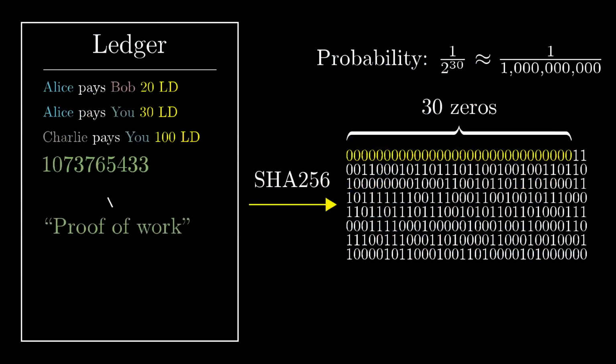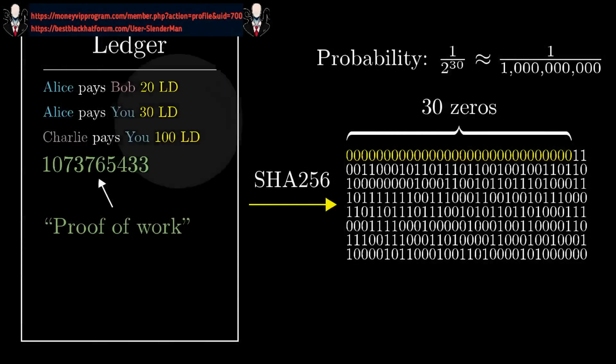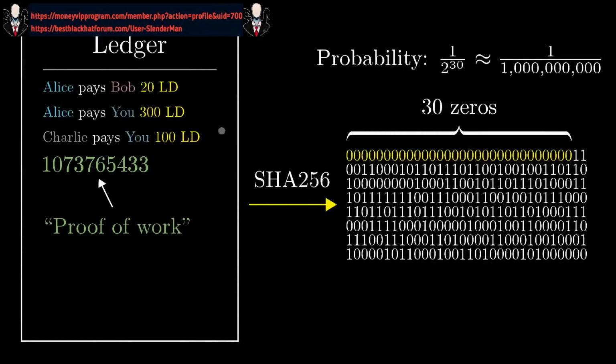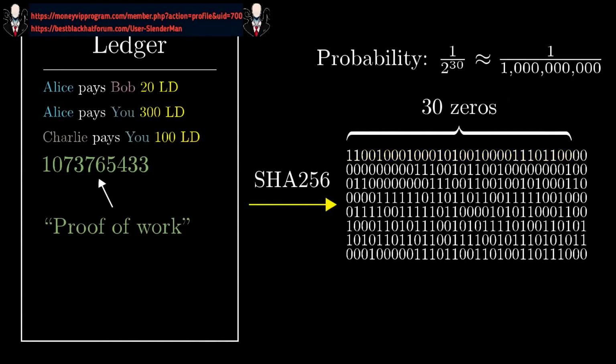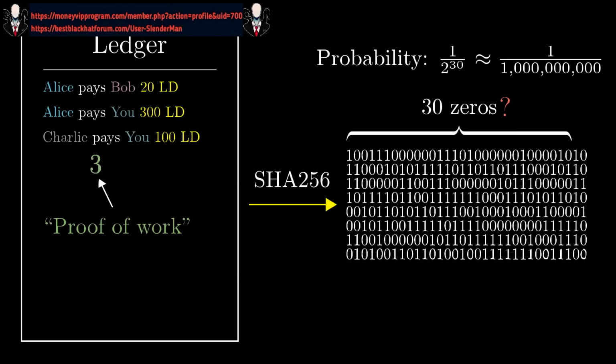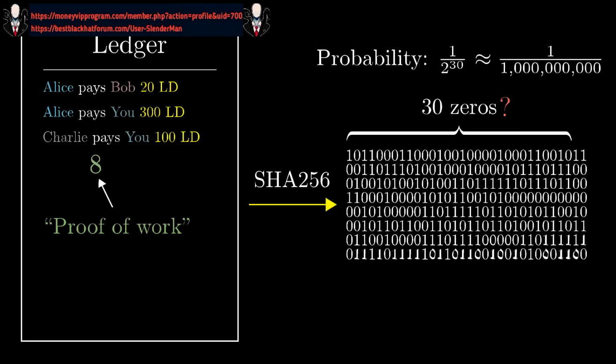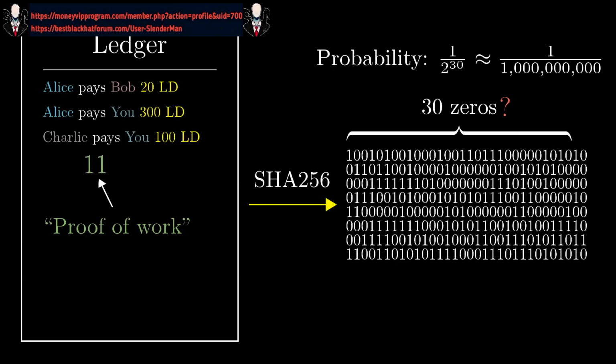And importantly, all of this work is intrinsically tied to the list of transactions. If you change one of those transactions, even slightly, it would completely change the hash. So you'd have to go through another billion guesses to find a new proof of work, a new number that makes it so that the hash of the altered list together with this new number starts with 30 zeros.